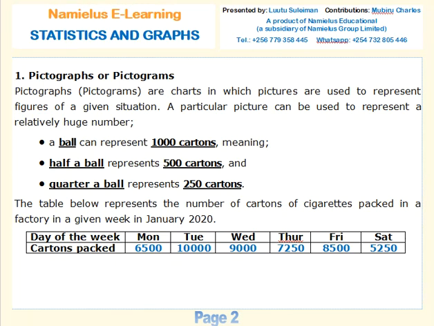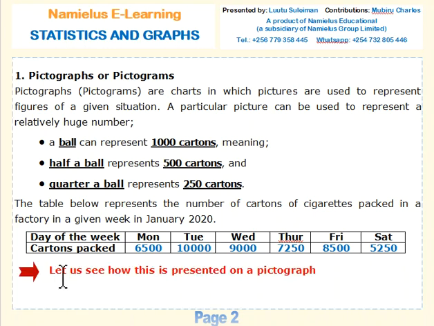The table below represents the number of cartons of cigarettes packed in a factory in a given week in January 2020. So day of week, we have that row where I have Monday, Tuesday, Wednesday, Thursday, Friday up to Saturday. Then cartons packed. So we see on Monday, those cartons were packed. That's 6,500, 10,000 on Tuesday, Wednesday 9,000, Thursday 7,250, Friday is 8,500, and then on Saturday we are having 5,250 cartons packed. That's the week.